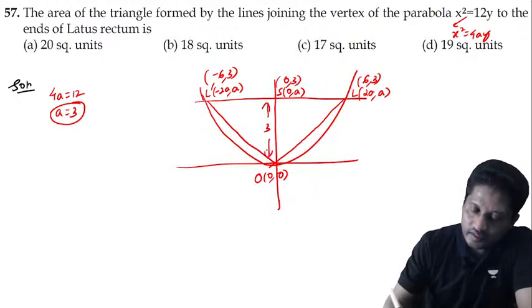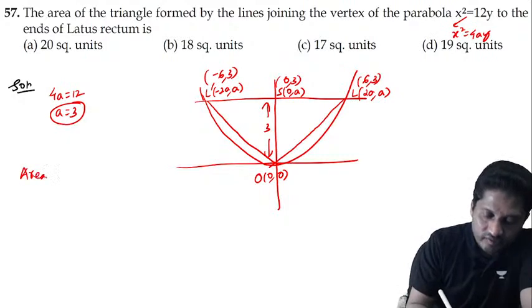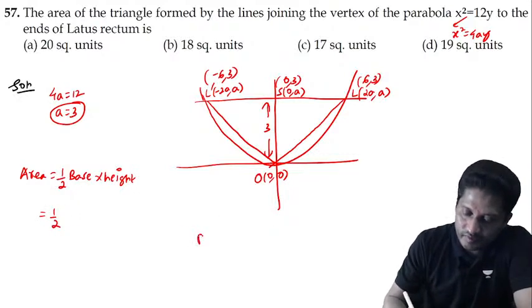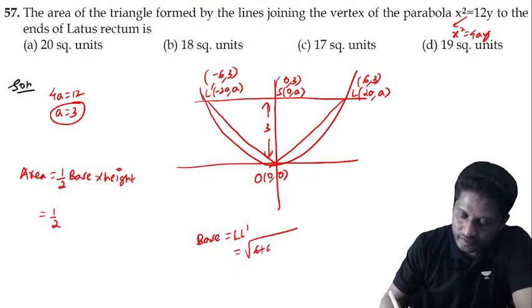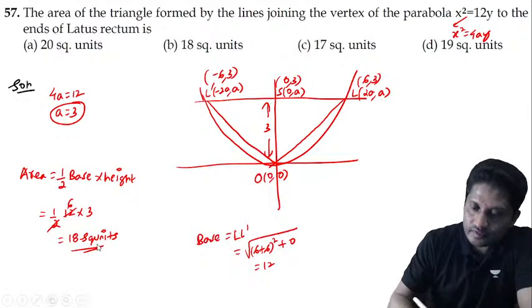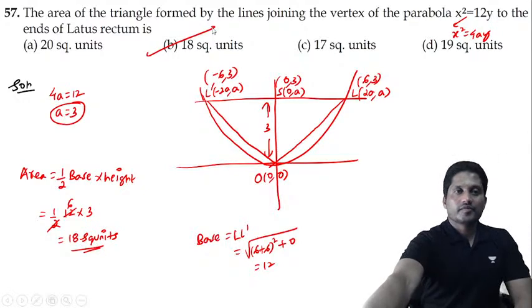Height is 3, and area is equal to half of base into height. This base will be equal to L L dash. If I use the distance formula, root of 6 minus of minus 6, the whole square plus 0, that is 12 square, so 12 is the base. Height will be equal to 3. This will cancel 6 times. 6 into 3 is 18, so 18 square units. Okay, answer is option B. Let's move to the next question.